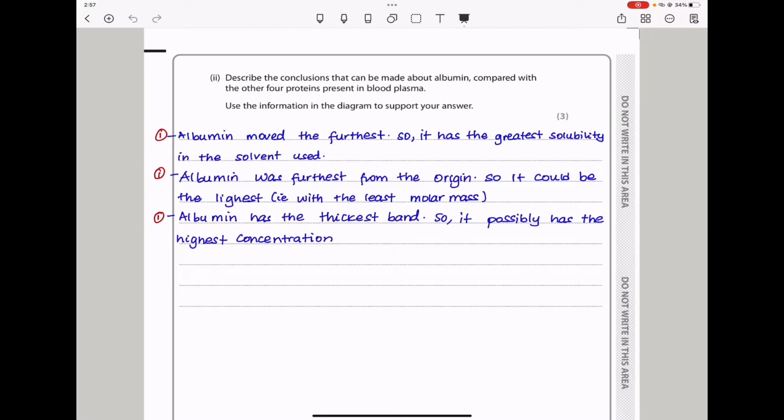Albumin was farthest from the origin, so it could be the lightest, meaning the least molar mass. Also, albumin has the thickest band, so it possibly has the highest concentration.